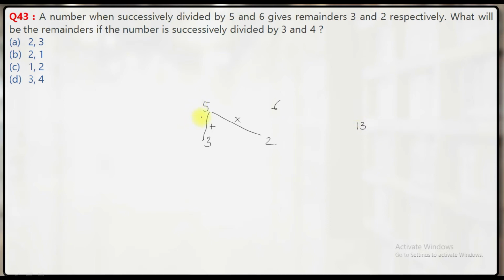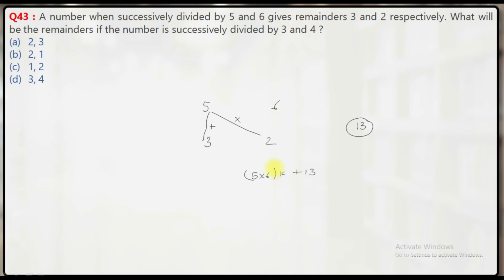13 when divided by 6 will leave a remainder of 1. No, it's a case of successive division. So the quotient must be divided by 6. What was the quotient? It was 2. So this will work here. The smallest possible number will be 13, and all such numbers will be 5 into 6 into k plus 13.